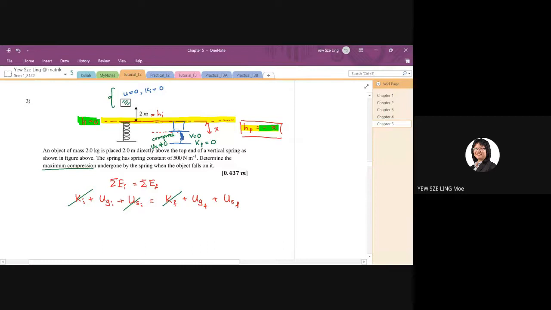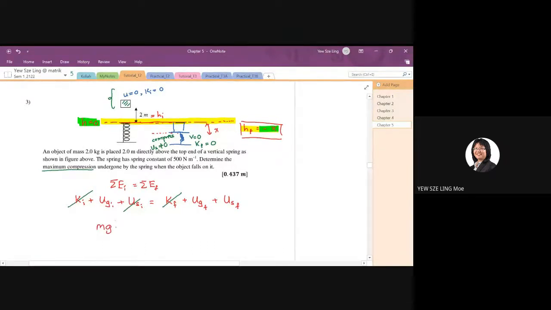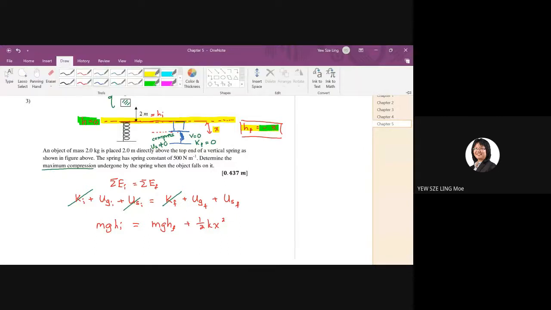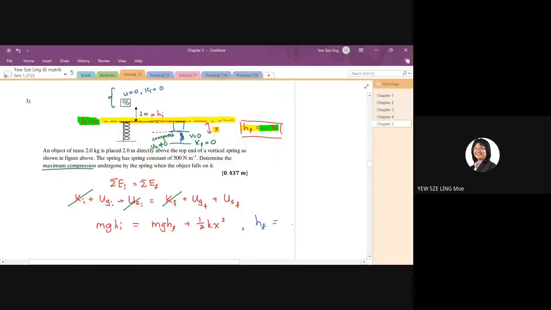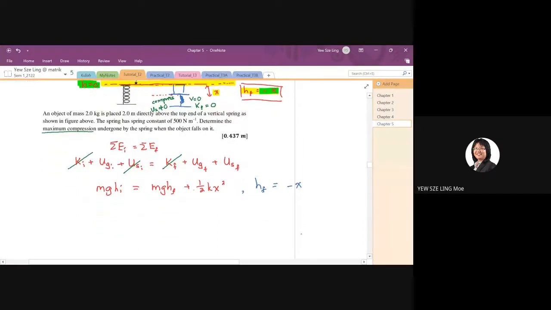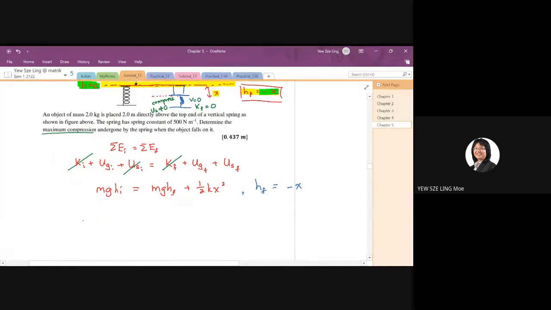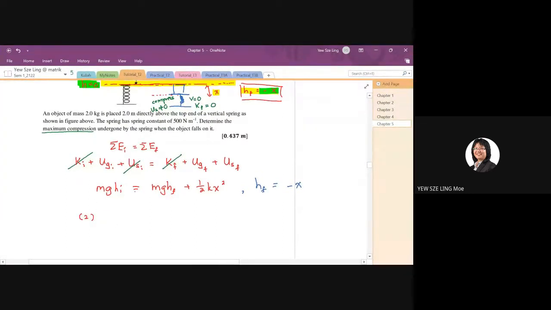So now I'm going to expand the equation. So I have mgh initial equals to mgh final plus 1/2 kx squared. Because I compress it, I have a value x, which is an unknown. So H final is equal to the compression. Therefore, my H final is equal to x, but because it's below H equals to 0, it is negative x. So now we can solve the question. So m is 2 kg. Now this m, you cannot remove it from the equation. Why?